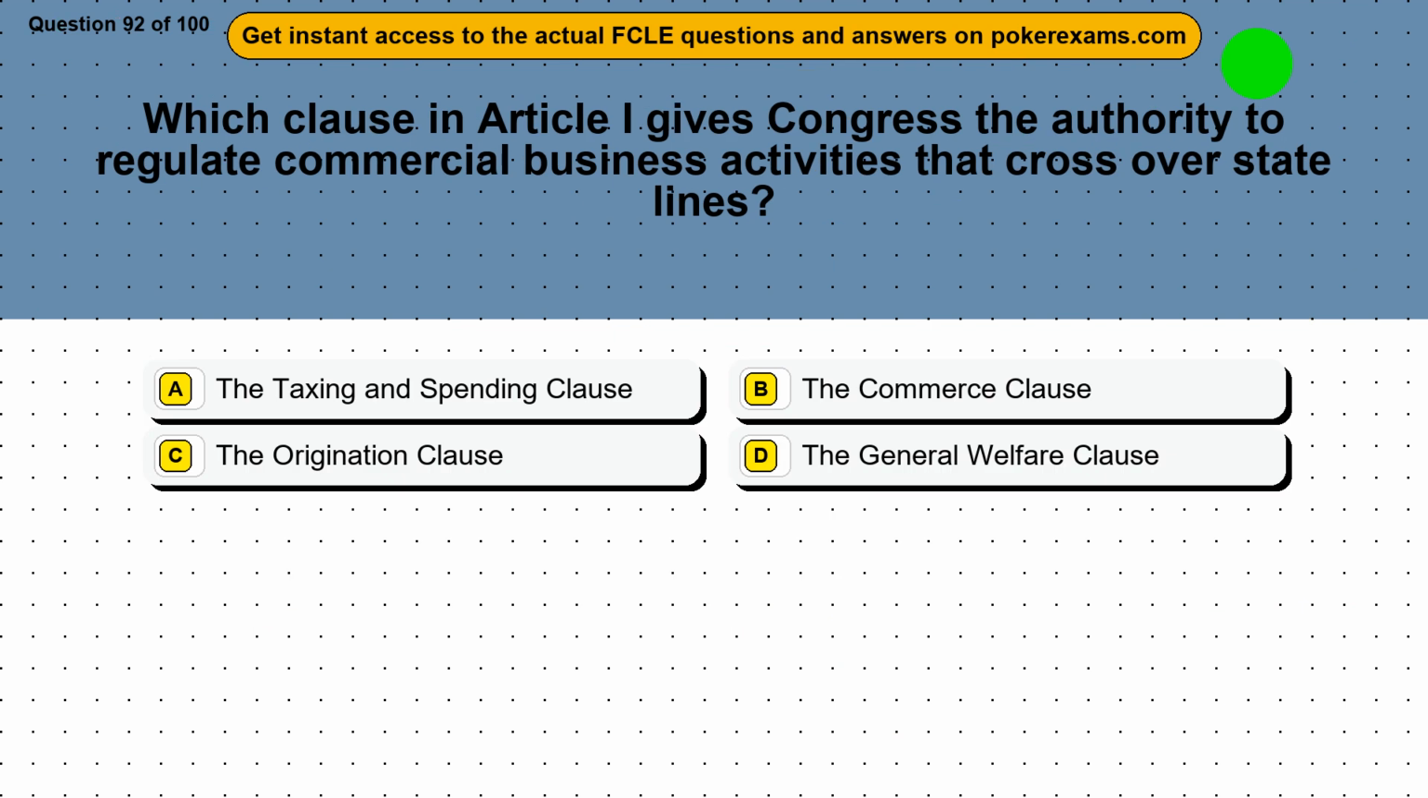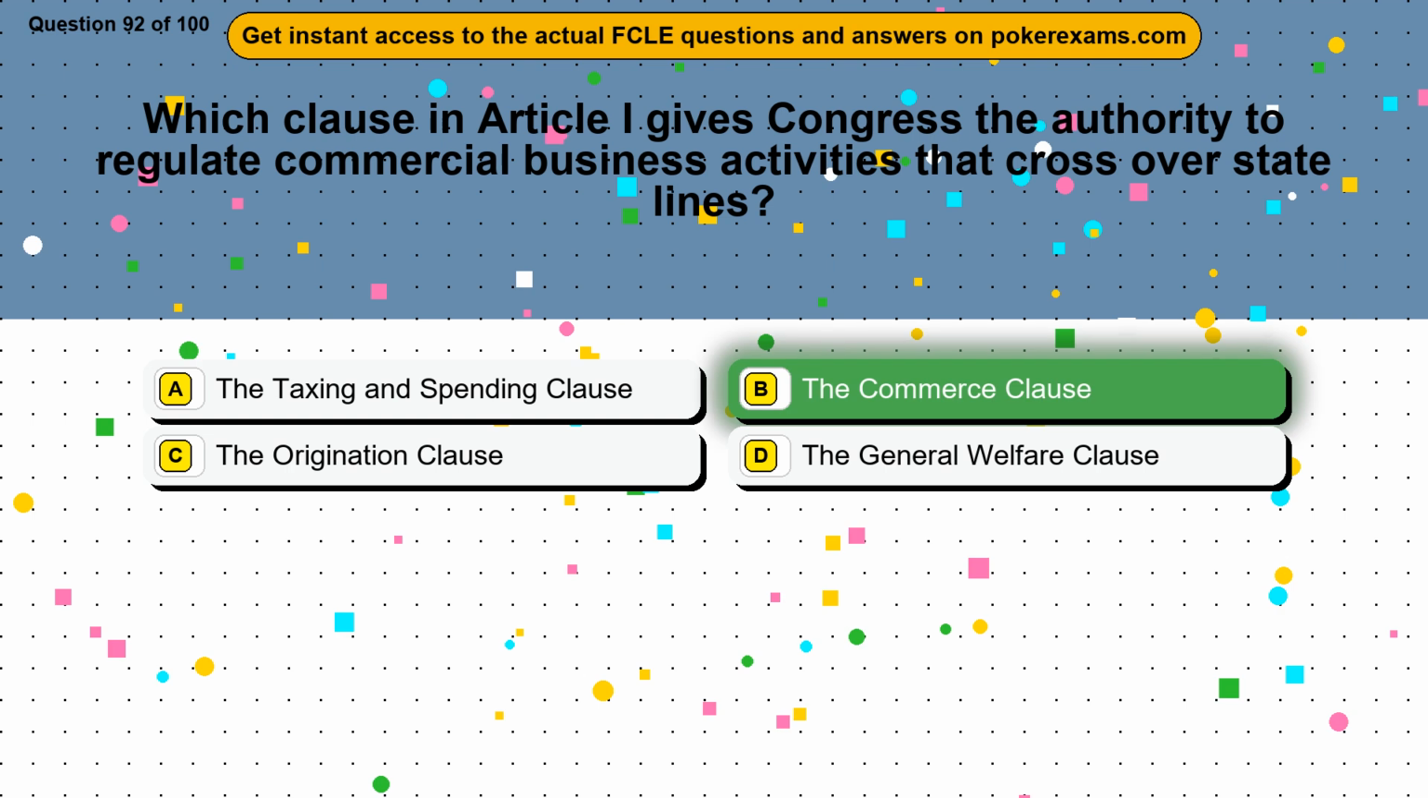Question 92. Which clause in Article I gives Congress the authority to regulate commercial business activities that cross over state lines? Option A, the Taxing and Spending Clause. Option B, the Commerce Clause. Option C, the Origination Clause. Option D, the General Welfare Clause. The correct answer is option B, the Commerce Clause.